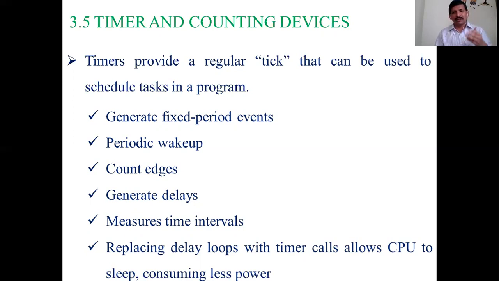So this reduces the power consumption. Checking every time takes some power consumption and CPU utilization. By using a timer, we are sending the CPU to sleep mode and reducing the power consumption by avoiding checking every time and avoiding the CPU utilization.